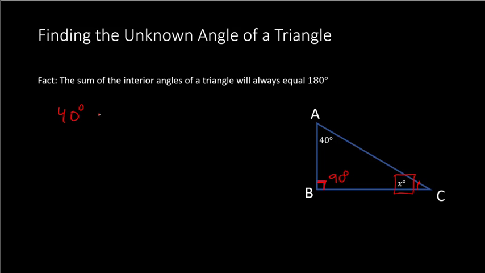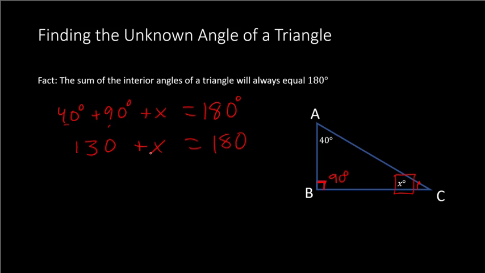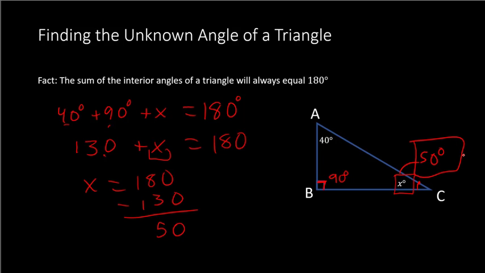So one angle is 40 degrees. Then you have the other one that's 90 degrees. Then you have the unknown one. And if you add all three of those together, 40 plus 90 plus the unknown angle, that will equal 180 degrees. So now we can figure this out. 40 plus 90 is 130, plus some number equals 180. How do we find that number? Well, we can take 180 minus the 130. If you subtract those numbers, 180 minus 130 gives you 50. So your missing angle measure right here is going to be 50 degrees.